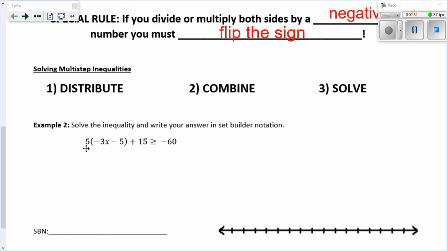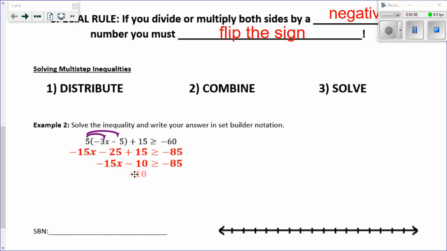So the very first thing I need to do is distribute this 5. So I'm going to distribute it to the negative 3x and to the negative 5. So now it becomes negative 15x minus 25 plus 15. Next, I'm going to combine my like terms of negative 25 and 15. So I get negative 10. And now I can use SADMAG to solve it.